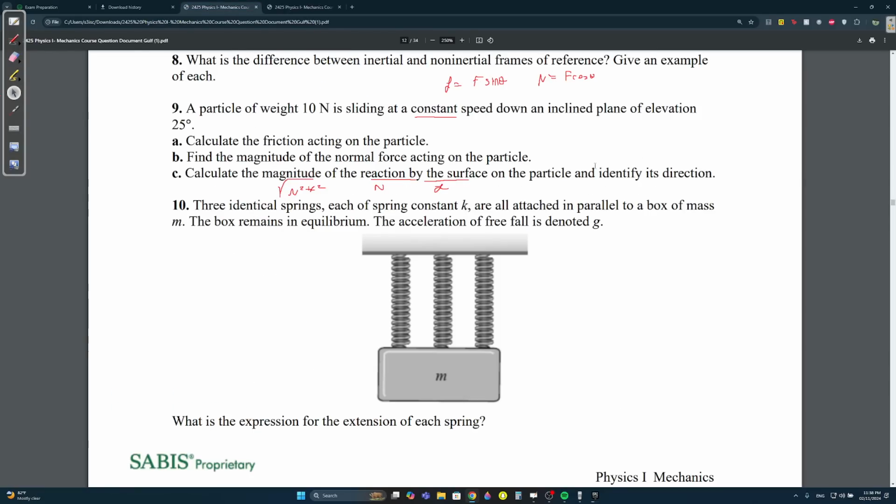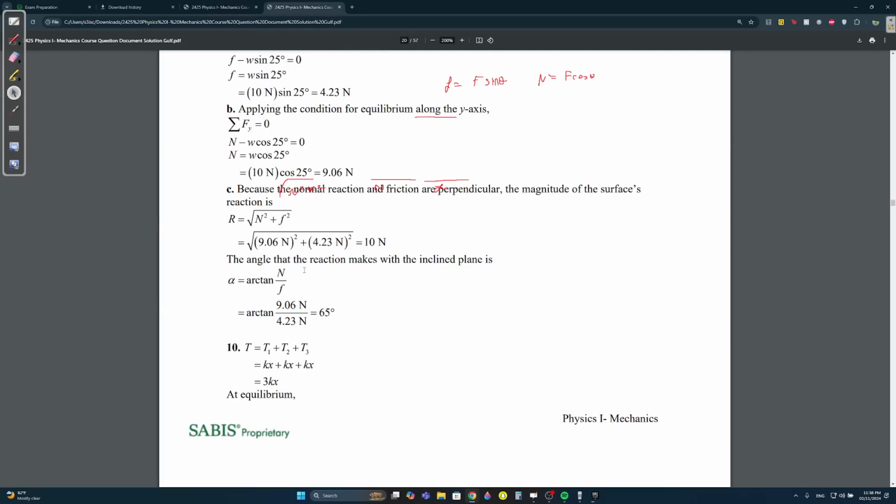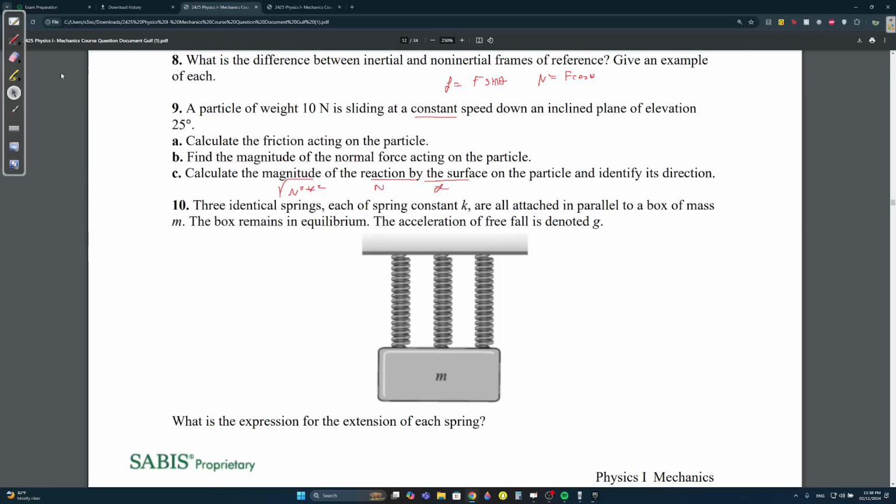And they also said direction. Whenever you're finding a net force direction, that means they're asking for the angle. And to do the angle, shift tan y over x. So shift tan N over F. Obviously, the vertical, the y force, is the normal. Obviously, the x force is the friction. And this is pretty obvious.